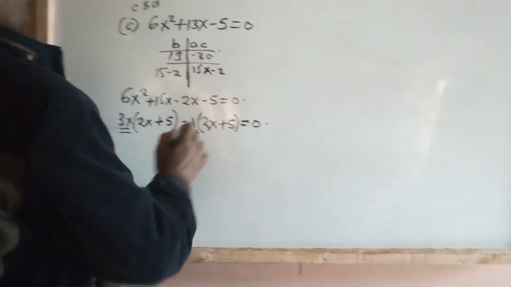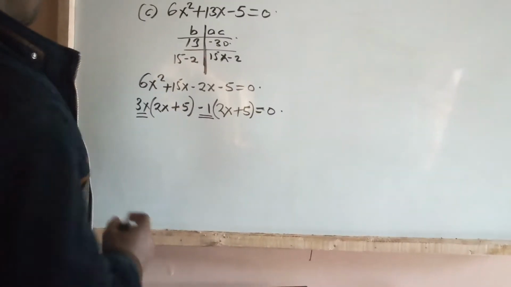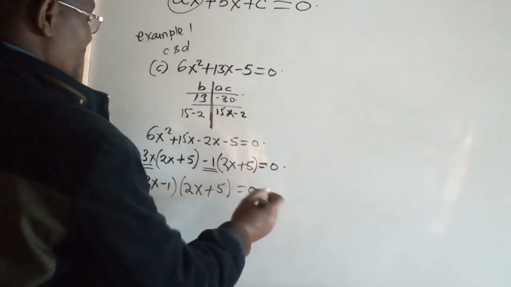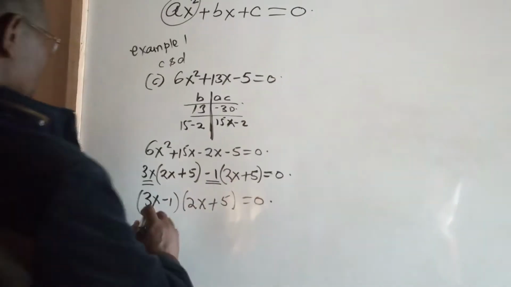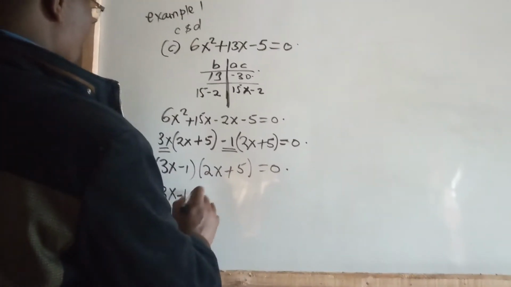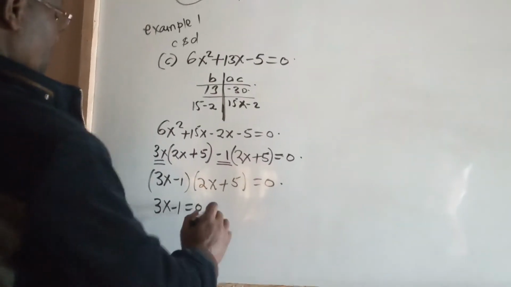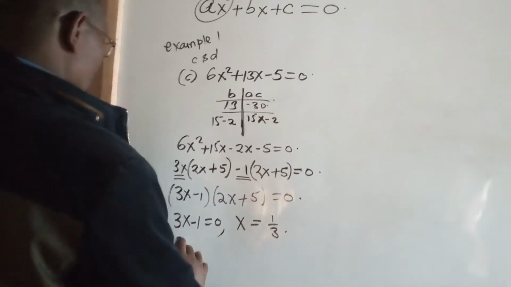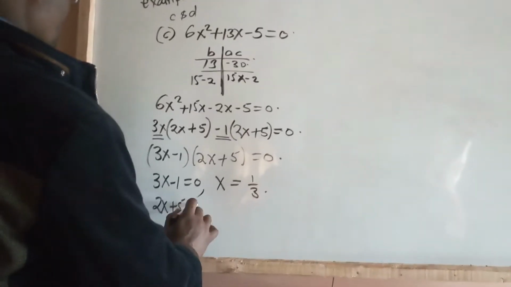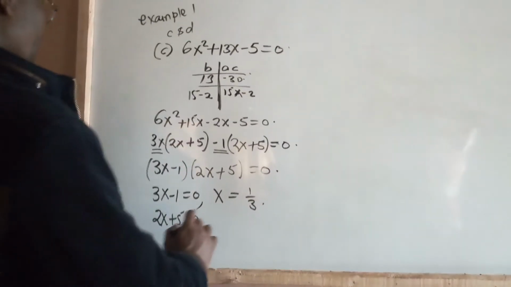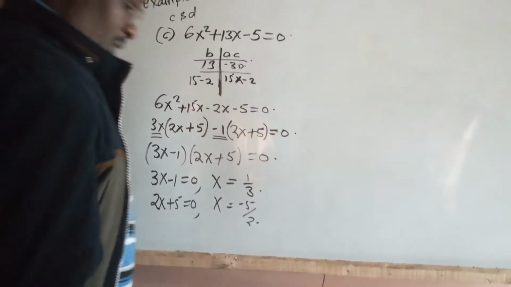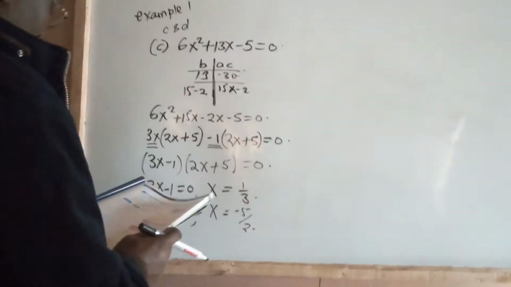Of course, the outer terms which are outside the brackets form their own bracket. 3x minus 1, 2x plus 5 is 0. And it goes without saying that 3x minus 1 could be the one which is 0. If this is true, x is equal to 1 over 3. Or it could be 2x plus 5 is the one which is 0. And if this is true, then x is equal to minus 5 over 2.